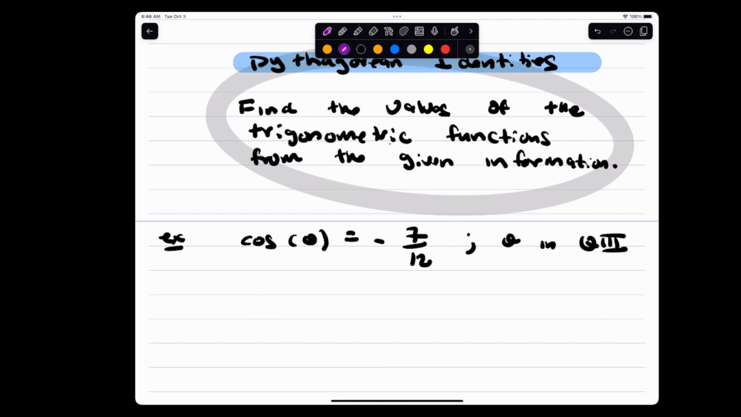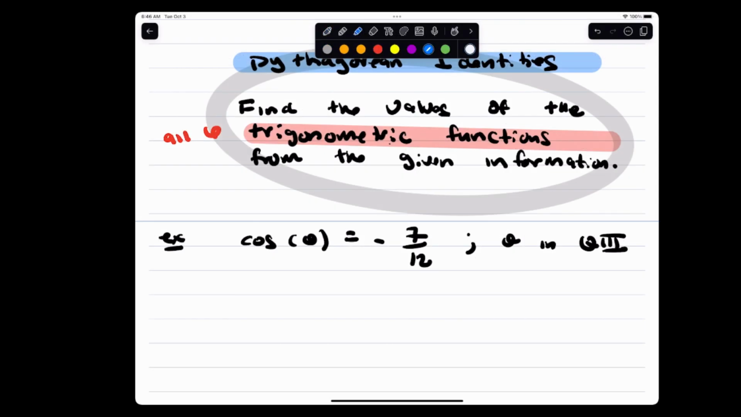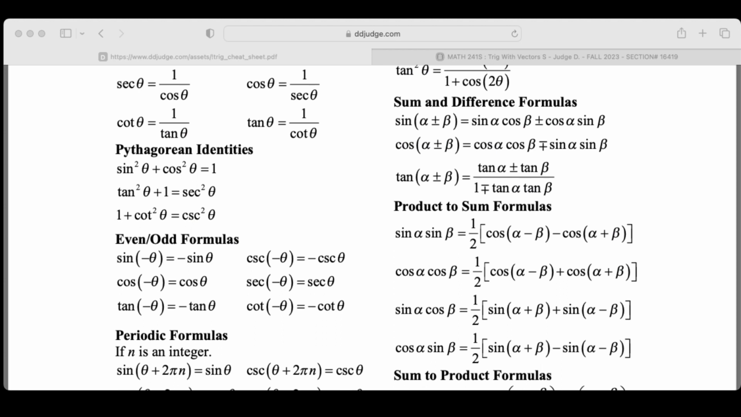They're really asking for all 6 trig functions. I believe they want to find all 6. So let me double check. Yeah, they're going to say, here's find the values of the trigonometric functions. Let's highlight that. That means all 6. So you might say, whoa, how do we go about doing that? We're going to use a Pythagorean identity. Which one can we use? If we are given cosine theta, which Pythagorean identity involves cosine theta?